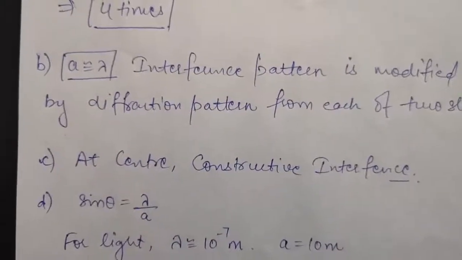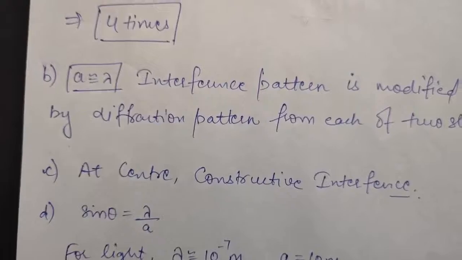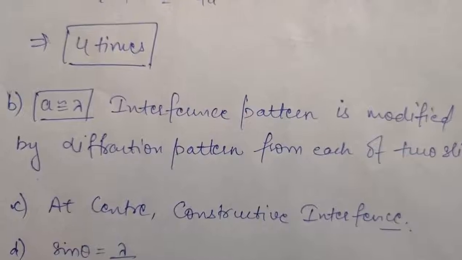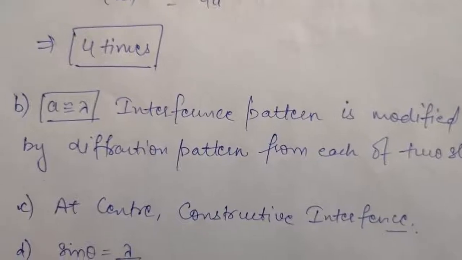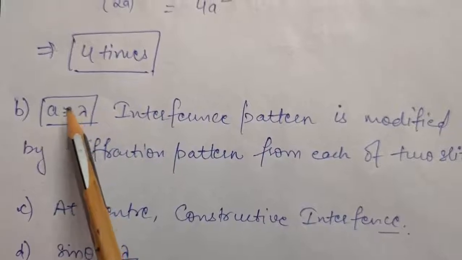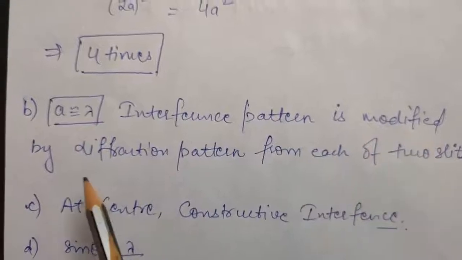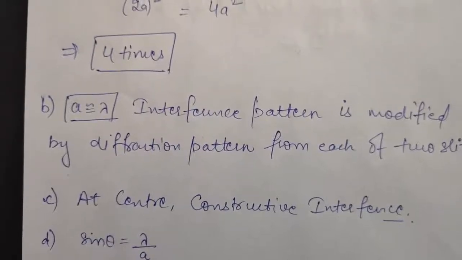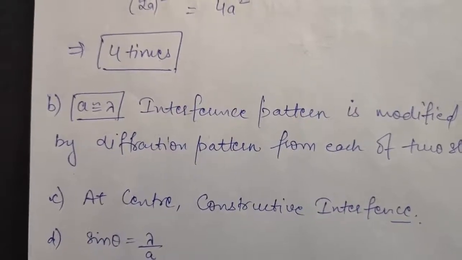After that, the B part of the question says, in what way is diffraction from each slit related to the interference pattern in a double slit experiment? As you know, diffraction takes place when a is less than λ or nearly equal to it. Therefore, when the width of each slit becomes nearly equal to the wavelength of light, in that case the interference pattern is modified by the diffraction pattern from each of the 2 slits. That is, the 2 slits which were initially giving an interference pattern will now individually form a diffraction pattern.